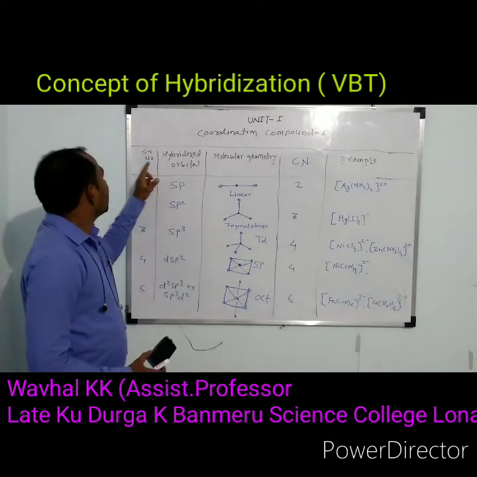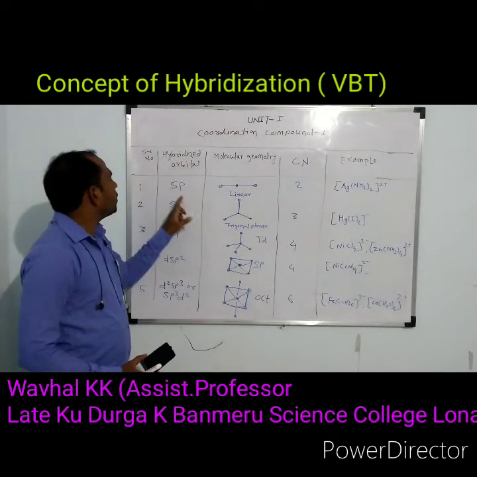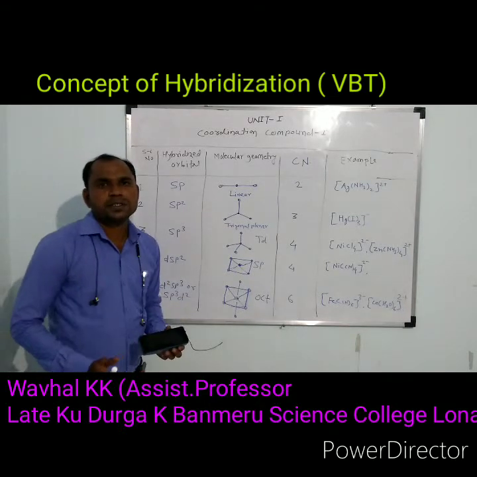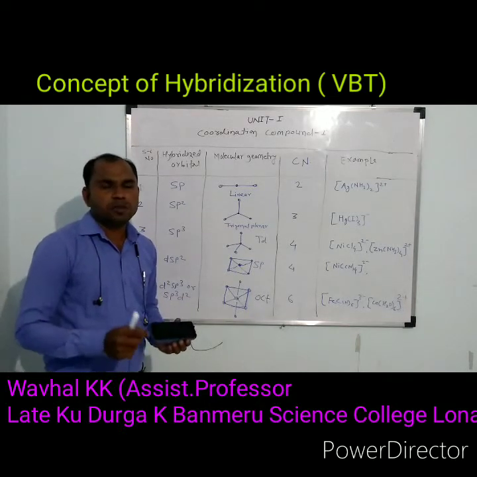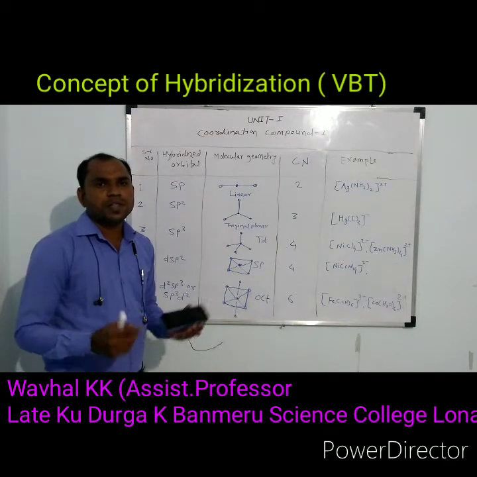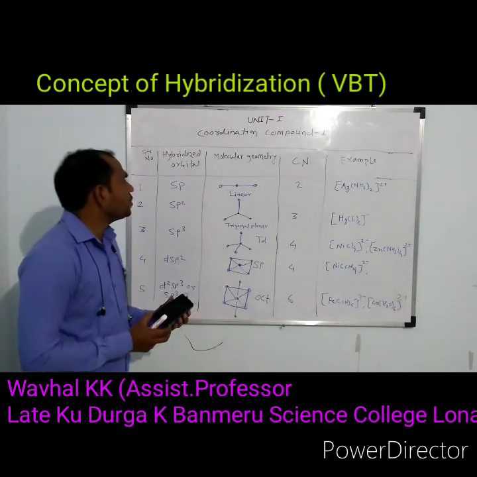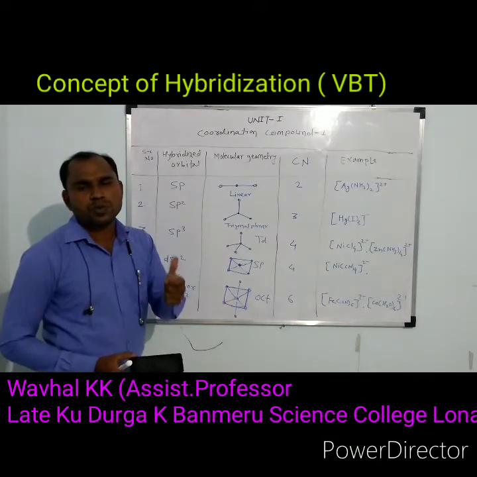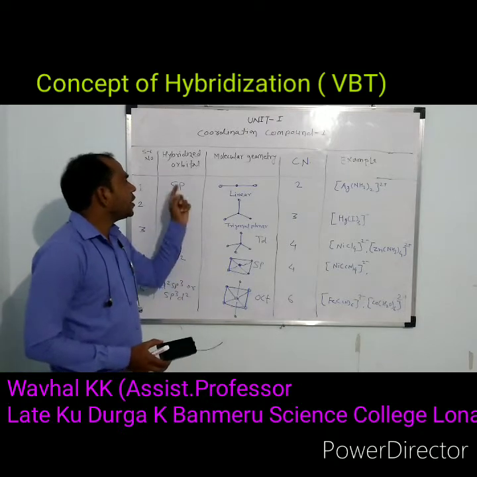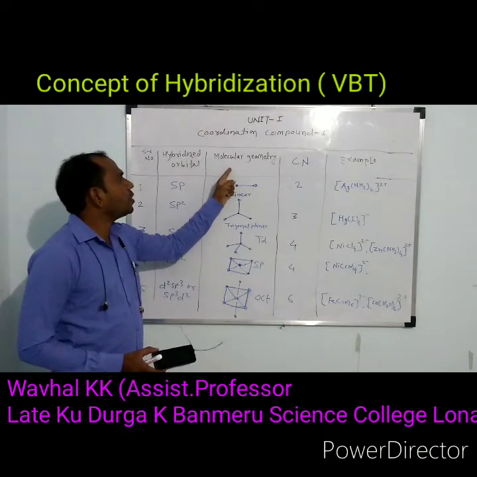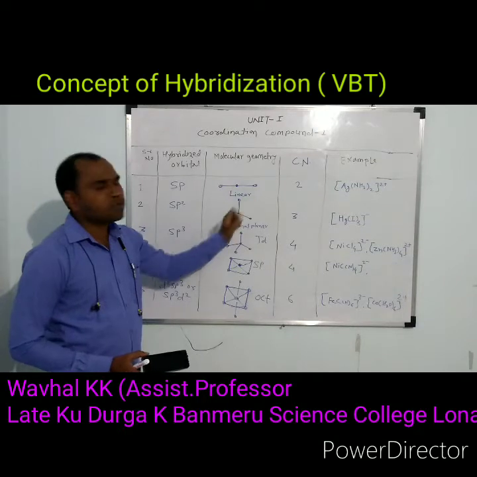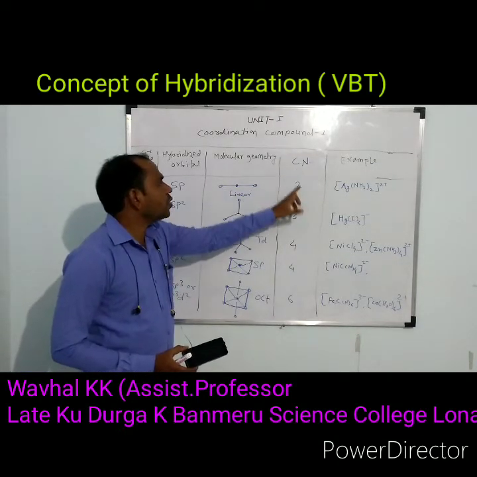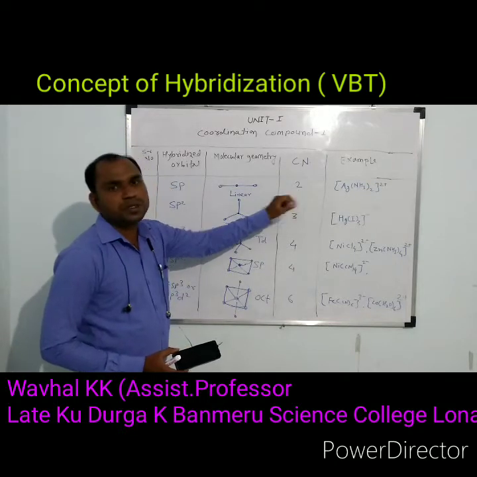Here in serial number one, the sp hybrid orbital. Sp means when one s orbital and one p orbital are mixed together, there is formation of the new sp hybrid orbital. That new sp hybrid orbital has a linear geometry, and that compound, or coordination compound, has a coordination number of 2.